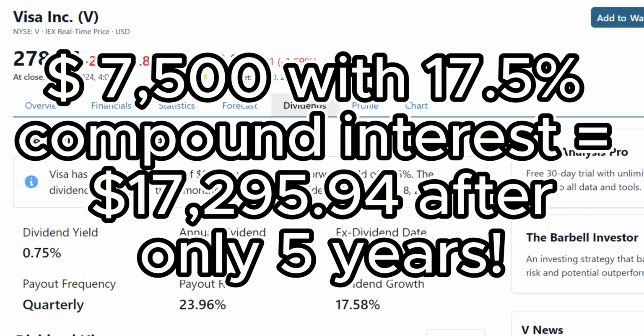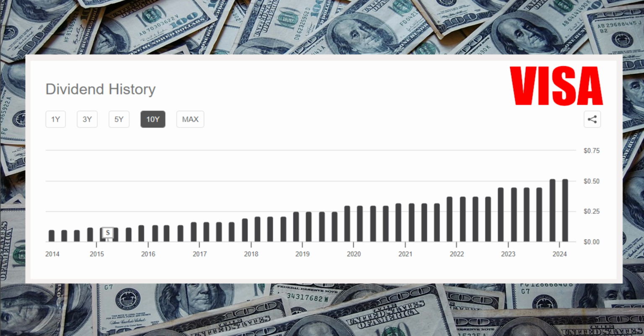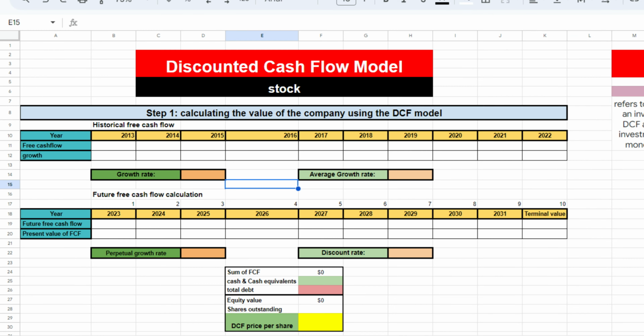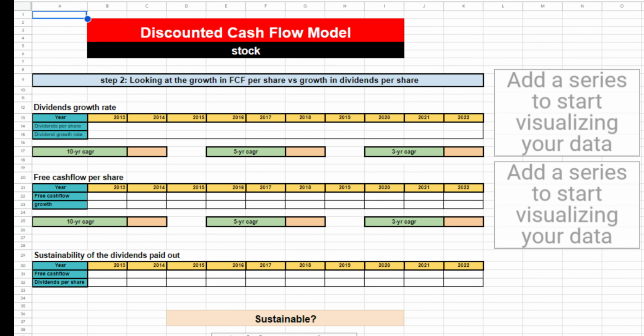Imagine getting a 17.5% increase in salary just after 1 year. 10 years ago, Visa paid out 10 cents a share, and now in 2023, it pays out more than 50 cents. You might wonder if this rate is sustainable for the future, and we will look into that with one of the valuation models later on.